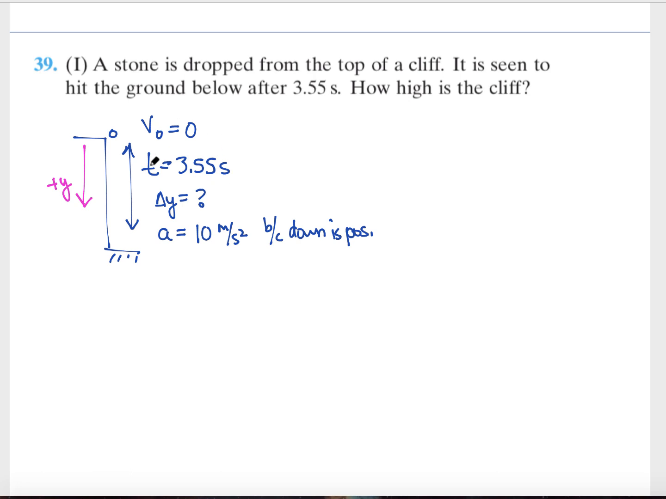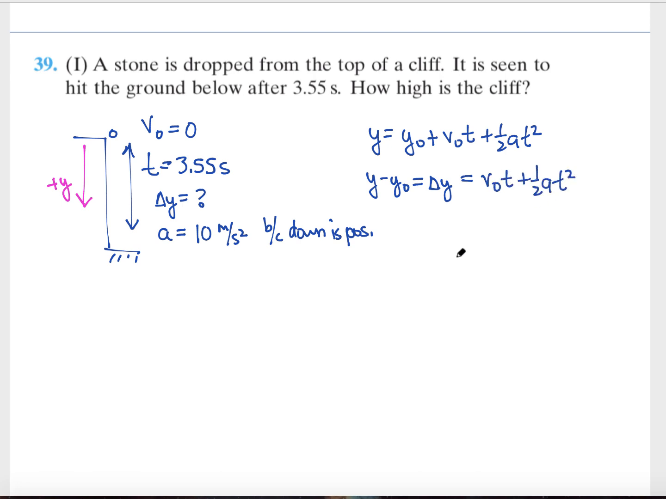And that's just because it's convenient to say that. So now I have v naught, t, delta y, and a, and I want to know delta y. So if I go into my second kinematic equation, which is y equals y naught plus v naught times t plus 1/2 a t squared, and I just look at the left side, I know that y minus y naught is the same thing as delta y. So that would be equal to v naught times t plus 1/2 times a t squared.